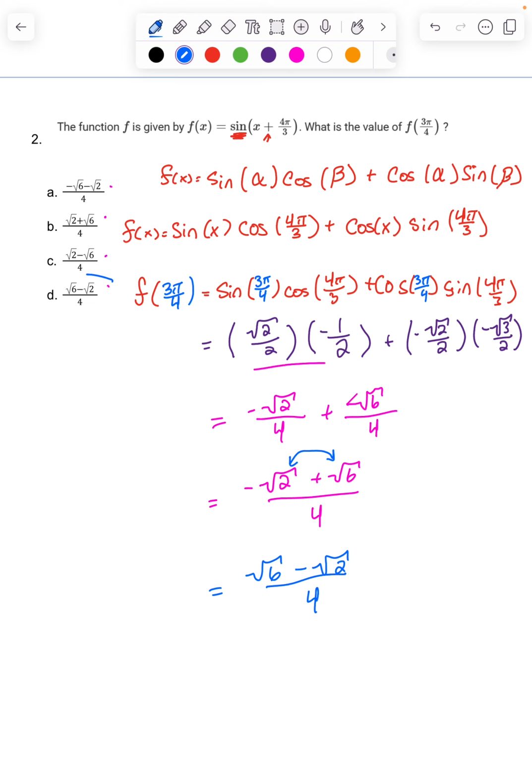And this is where I think a lot of you guys got mixed up, because I saw a lot of people pick choice B. So you had the numbers, however, you switched the negative signs. So if you chose choice B, I gave you half credit. But the answer for question 2 is choice D.